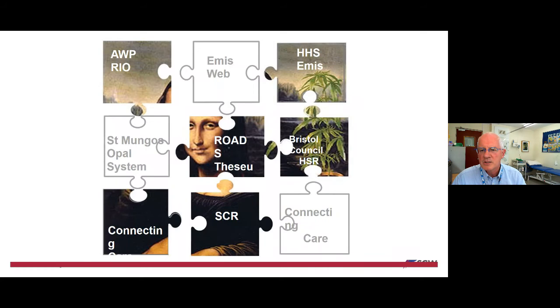So firstly, the St Mungo's Opal system, it tells me who's been working with her on the street and what the plans have been. We have enabled them to look at some aspects of Connecting Care where it's going to help them to know what medicines the person's been on, with consent, of course, and how many times they've been to ED. So that's been really good.